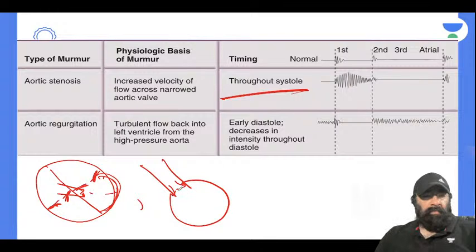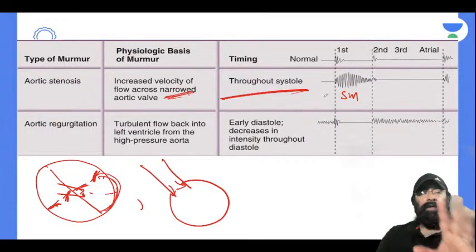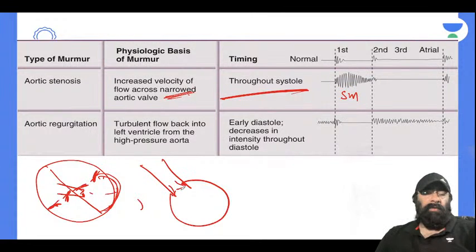So a lot of gush of blood is going, and that gush, because of the narrowing valve, is causing a systolic murmur. Just remember right now that this aortic stenosis will lead to a systolic murmur. And obviously, after the systole, the heart relaxes. There will be diastole. And during diastole, normally the blood will try to go back.